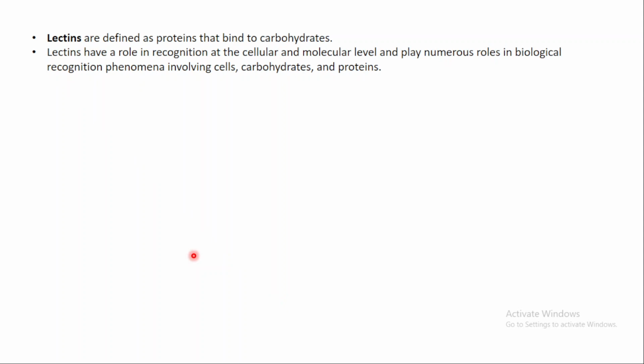Lectins have a role in recognition at the cellular and molecular level and play numerous roles in biological recognition phenomena involving cells, carbohydrates, and proteins. So lectins act as molecules of recognition for many living cells and for many membranes and cell walls. So the recognition part is played by lectins. Lectins are proteins that can bind carbohydrates, while there are two other terminologies, proteoglycans and glycoproteins.